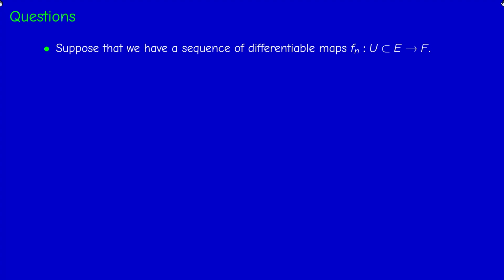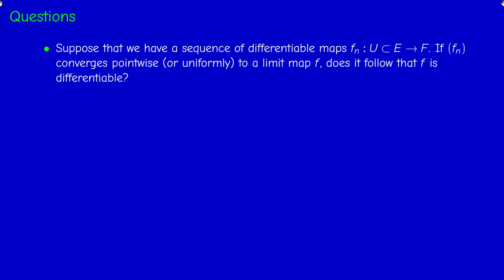If we have a sequence of differentiable maps Fn, of course defined as usual on an open subset of a normed space E into a normed space F, if this sequence converges pointwise or uniformly to some limit F, does it follow that F is differentiable? First question.